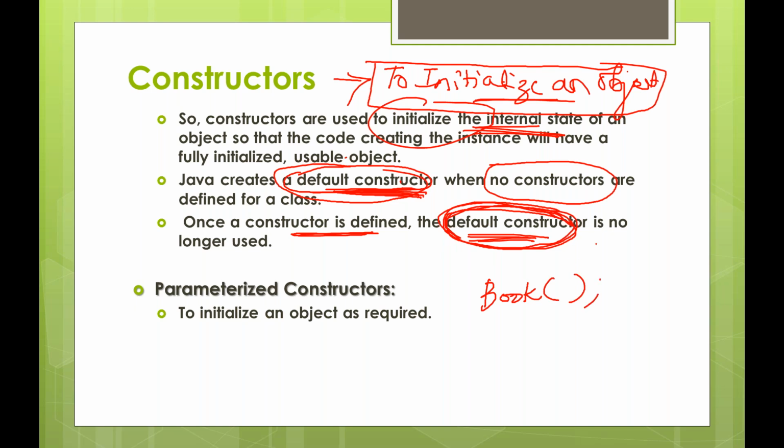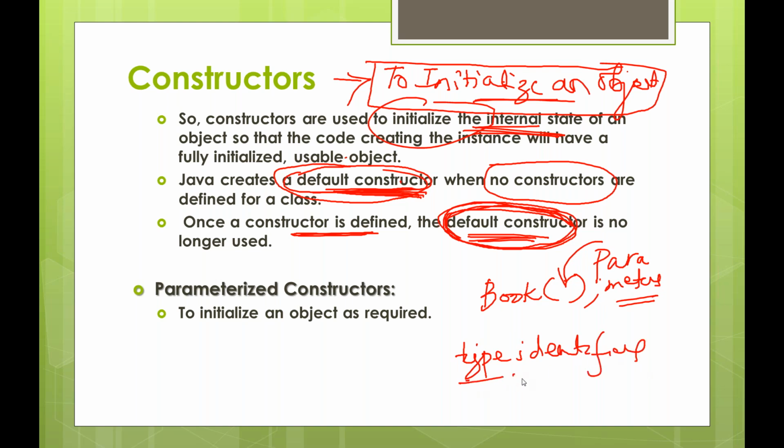As I mentioned, within the parentheses we can use parameters. What are parameters? Parameters are simply a combination of a type and an identifier. If we have multiple parameters, each pair of type and identifier is separated by a comma. That's it.